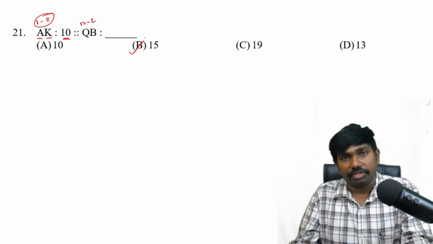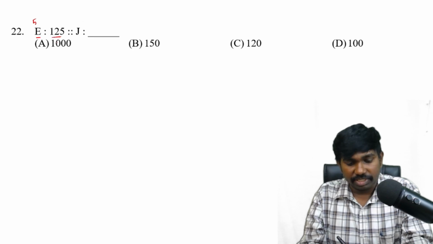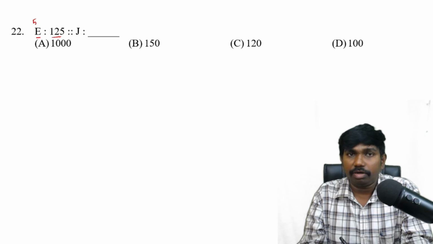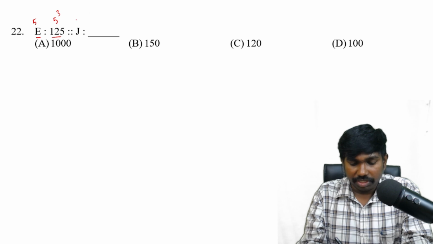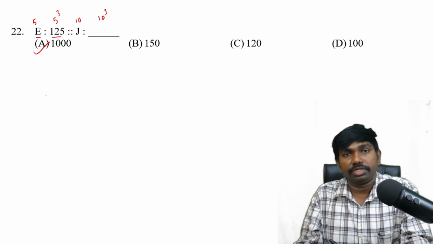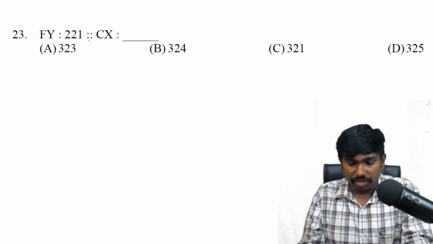Yes, it is matching. E is 5 and this is directly a special number. We can say it is our best friend. What is this number? 5 cube. So J is the 10th letter. That means 10 cube must be our answer. 10 cube is nothing but 1000. Yes, 1000.